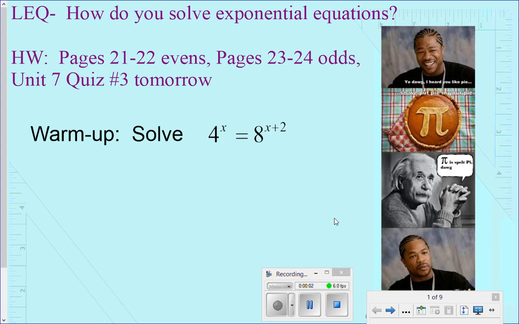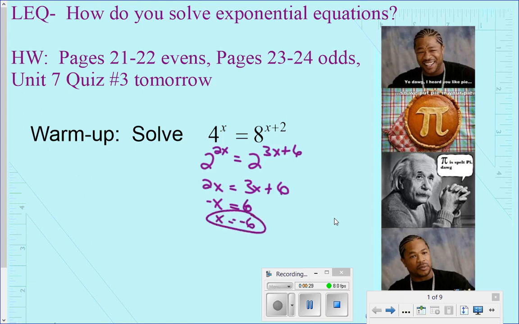This is day 26 of Unit 7. We started today with a warm-up, so take a moment, try that. So if I rewrite these so they have the same base, I get that, and then setting the exponents equal and solving, I get negative x equals 6, which means x equals negative 6.